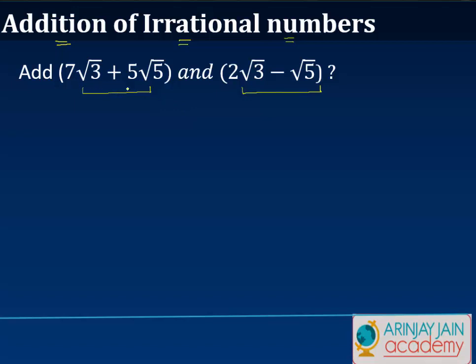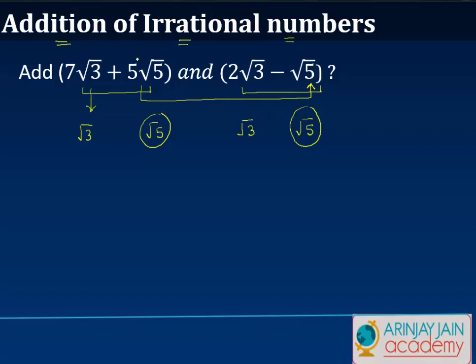Whenever we are adding any two numbers, if the square root that we have is common, so let's say in 7 root 3 the root is root 3. In 5 root 5 the root is root 5, right? In 2 root 3 the root is root 3, and in minus root 5 the root is root 5, right? Whenever you do the addition or subtraction of irrational numbers, it's only the common roots that can be added or subtracted. What this means is that I can add 5 root 5 to minus root 5.